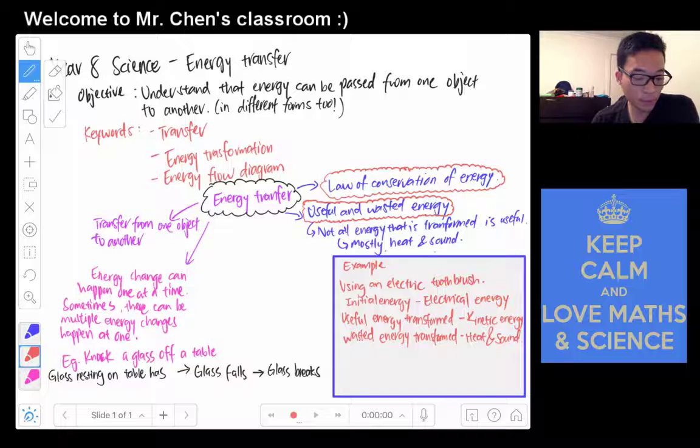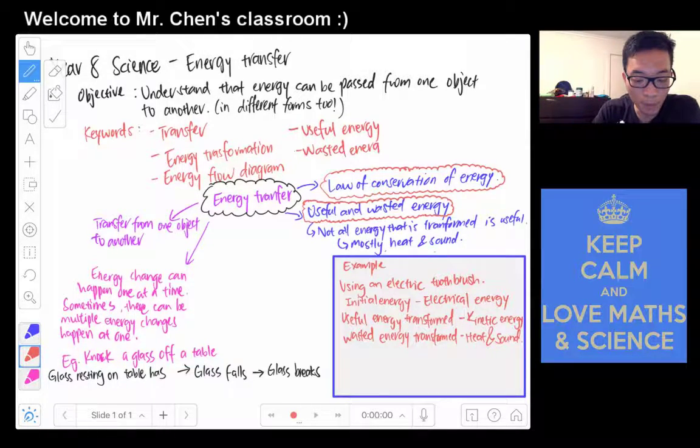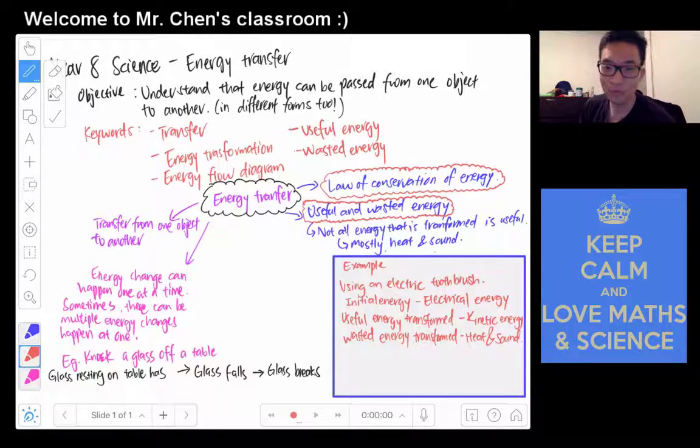Three keywords that you need to know: transfer energy, energy transformation, energy flow diagram. Actually, we'll add two more: useful energy and wasted energy. I will explain the definition of all of this in a sec. As we know, energy doesn't stay the same. Most of the time they will transfer from one form to another. They do it pretty constantly.